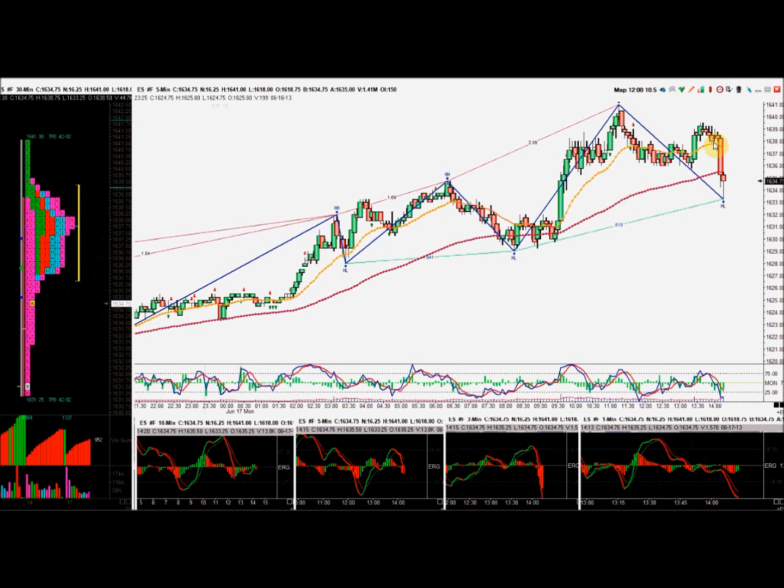The price is down at 1635 now. You see it's tested way down here into this area, into the 1633 and a quarter, that area.